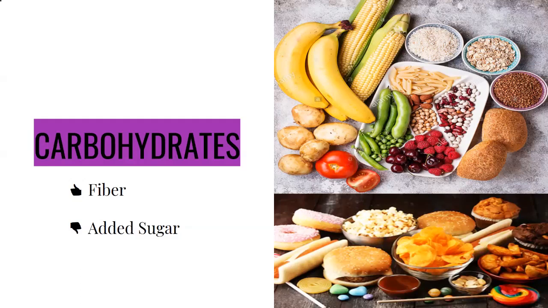The second type of carbohydrate is fiber. Fiber is a type of carbohydrate that is really important for healthy digestion. It helps us feel full after eating, and it helps keep our blood sugar levels stable throughout the day. With fiber, our bodies actually don't digest fiber, but it's very important for our health.